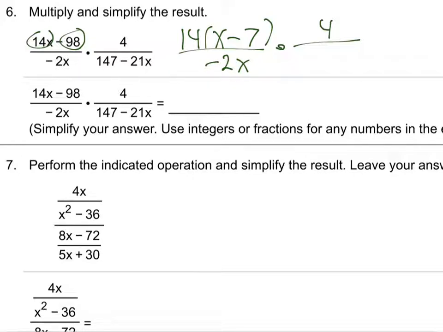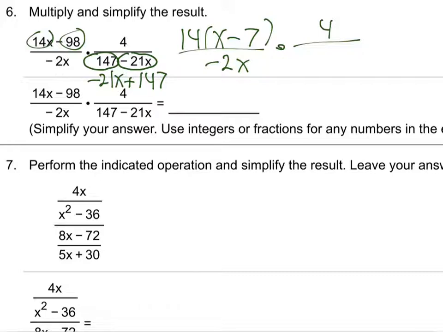Now on the bottom, we have to reorder. Let me just do it right here. Remember when we reorder things, we take their sign with them, the sign that's in front of them. That's their baby. You don't go anywhere without your baby. So minus 21x plus 147. I just reorder it, right? We want the x's in the front always. And then that can be factored.